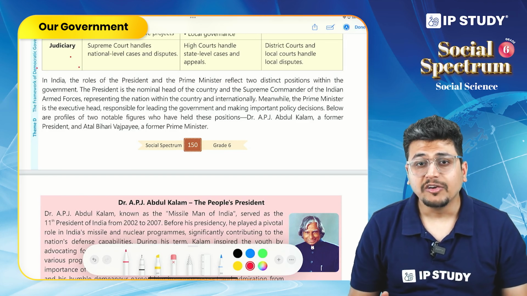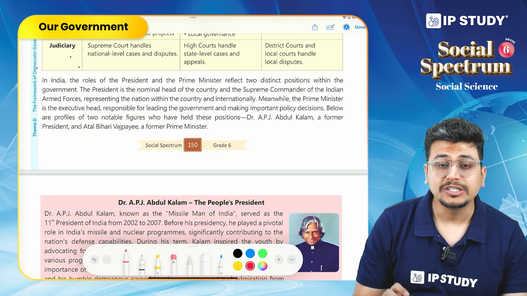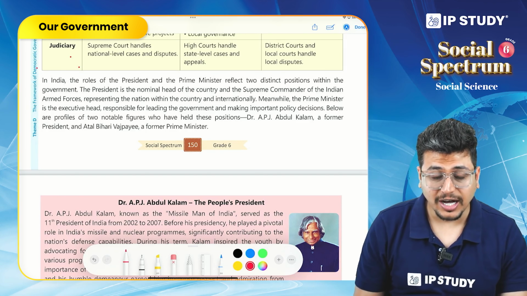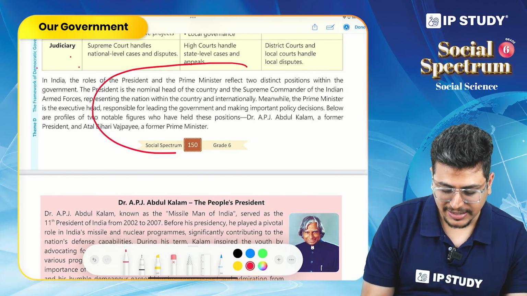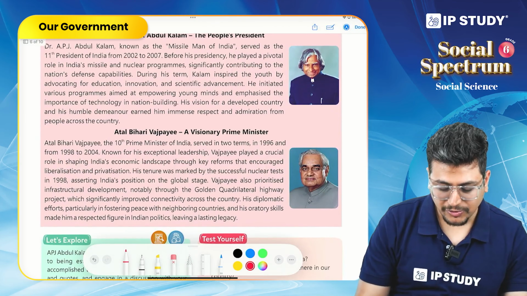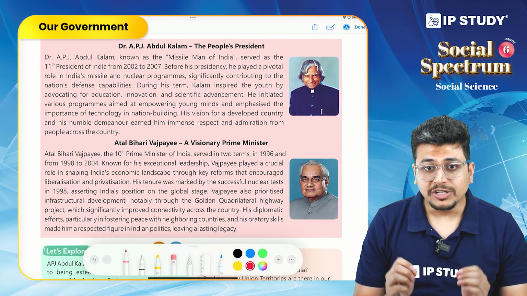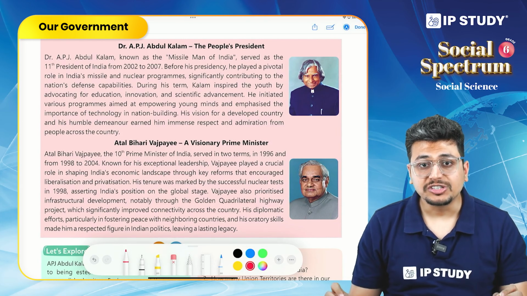Moving ahead, we need to learn about two very important positions in the government of our country. These positions are the positions of Prime Minister and the President. Here we have an example of two exemplary Prime Ministers and Presidents of our country. First, we need to understand what function they perform.